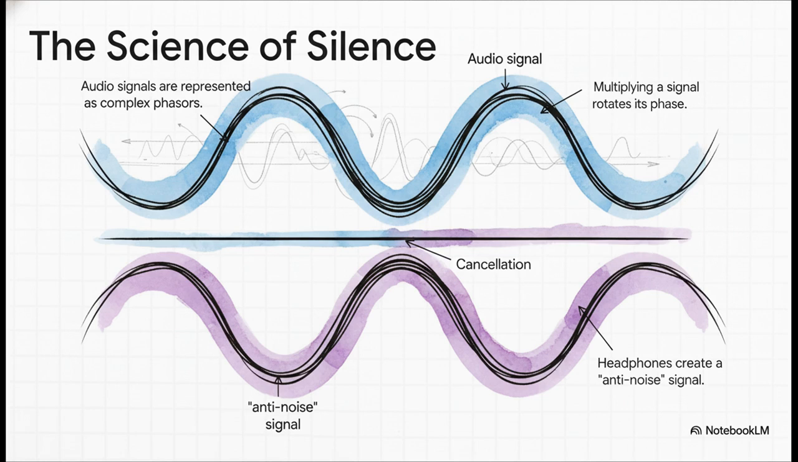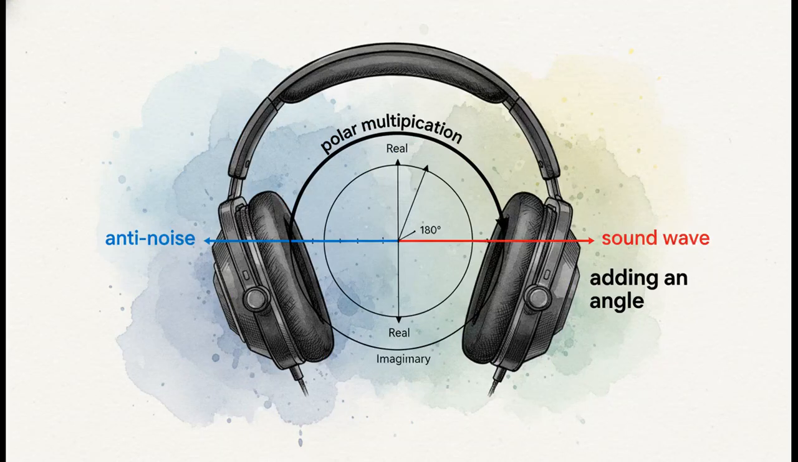And how do they do that? They rotate the phase of the sound wave. And how do you think they rotate the phase of that wave? You got it. They do it by multiplying it by another complex number using the exact polar multiplication formula we just went over. They are literally adding an angle to the sound wave's phase to create that perfect anti-noise signal. Isn't that wild? It's one of the coolest real-world applications of this seemingly abstract math.